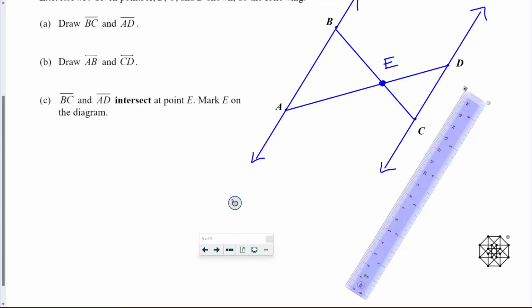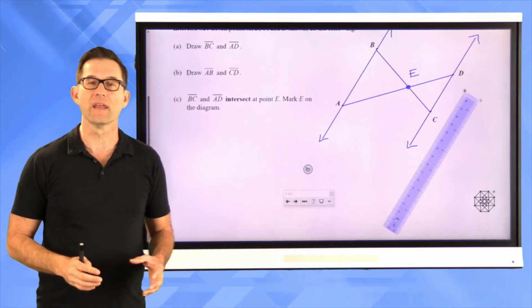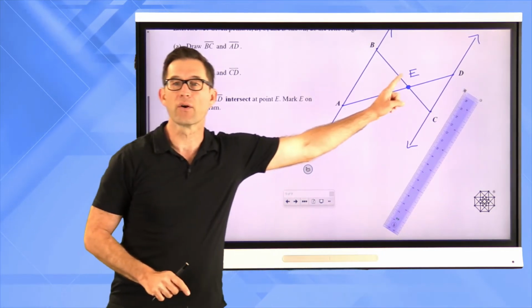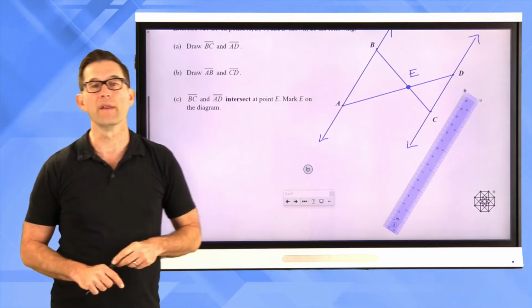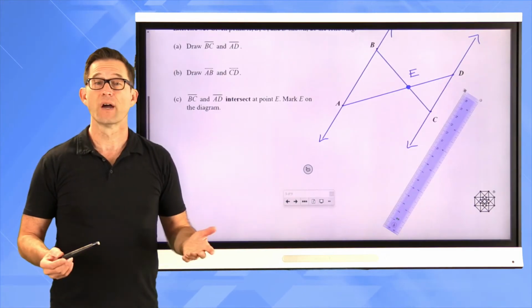Most of the time, shared points like that won't even be filled in the way that I just did it. The idea is if I had a letter sitting near that intersection point, that letter is referring to that intersection point. All right, let's move on.